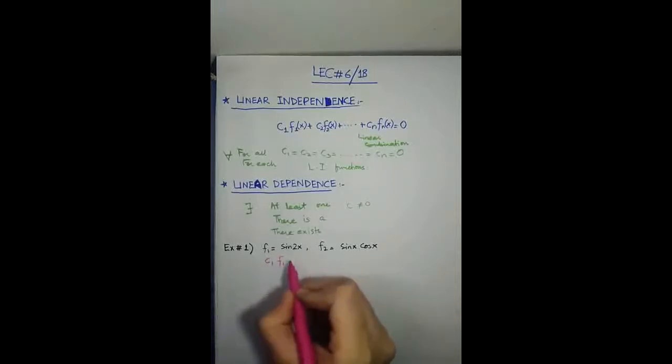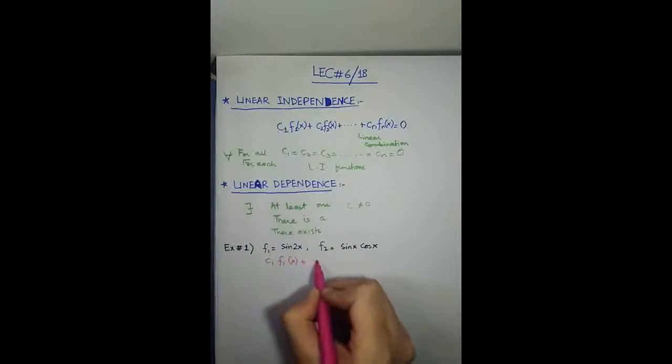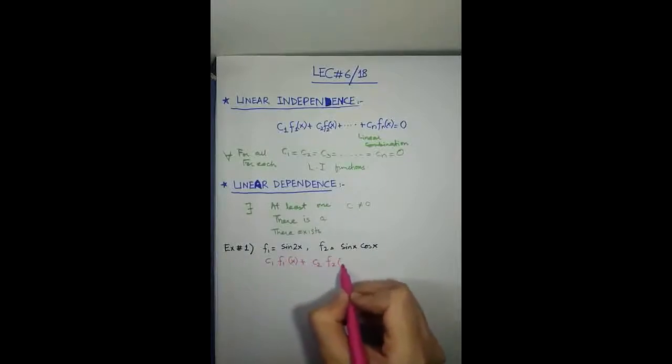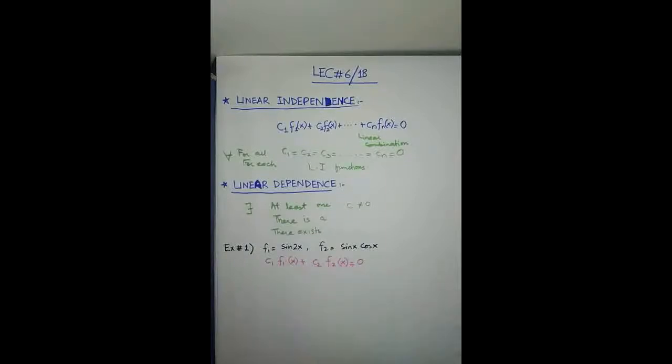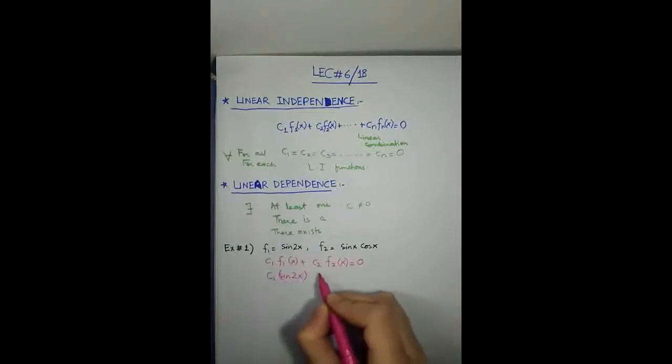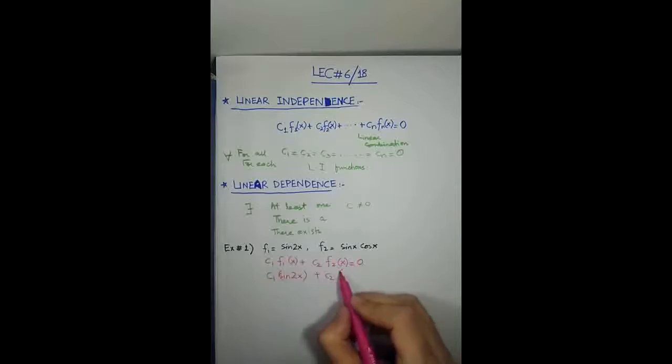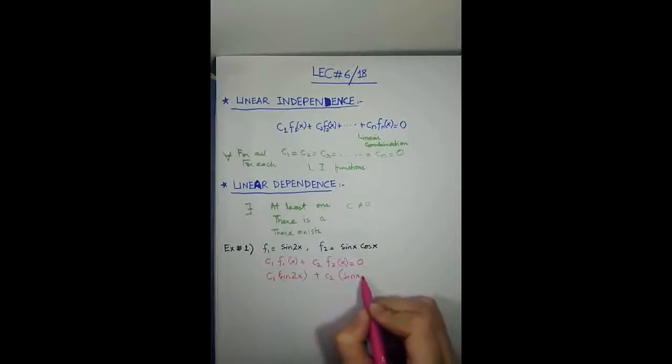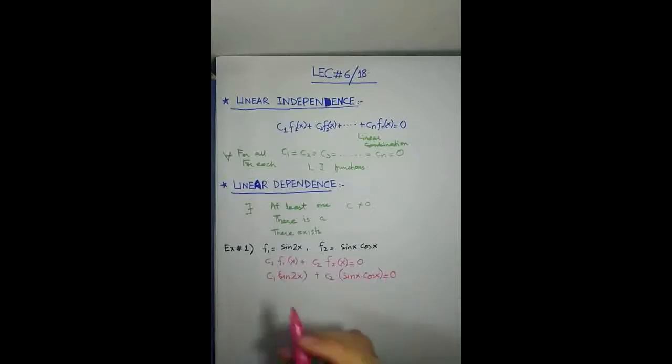c1 into f1 of x plus c2 into f2 of x must be equal to 0. This combination must be equal to 0. So I am replacing f1: c1 into sine of 2x plus c2 into f2, which is sine of x into cos of x, equals 0. So the basic identities and formulas we have to use in this type of things.